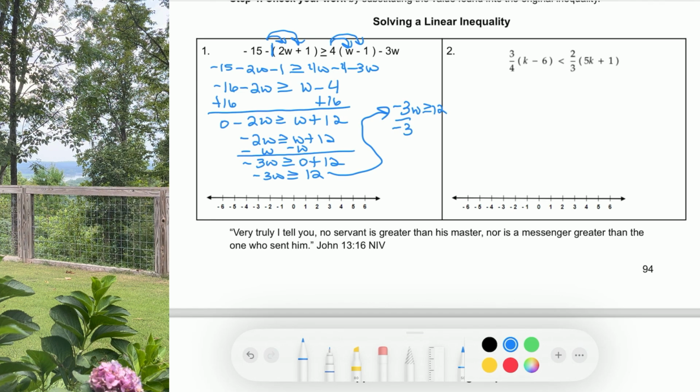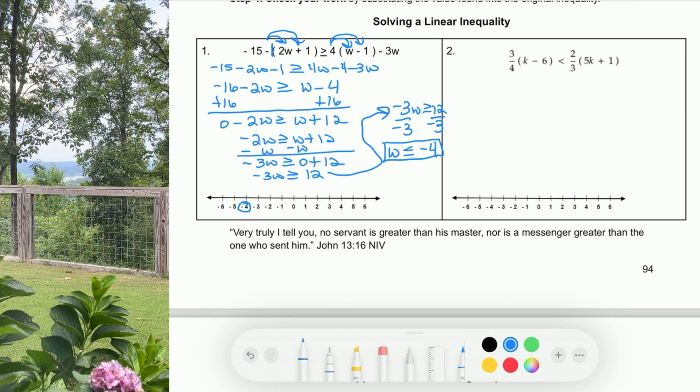We're going to divide both sides by a -3. Don't forget, because we're dividing by a -3, we're actually going to flip our sign. So w is now less than or equal to -4. This is what we will graph.